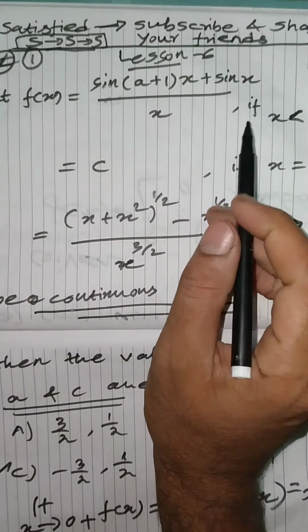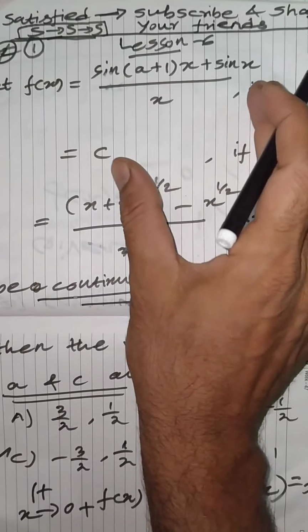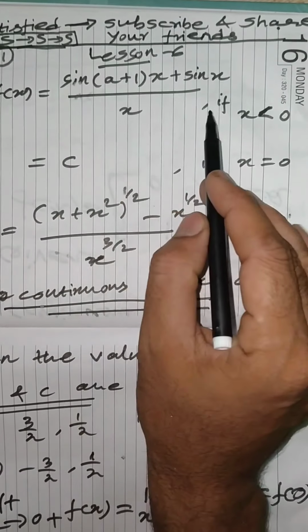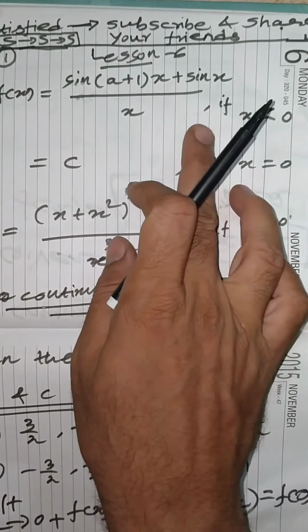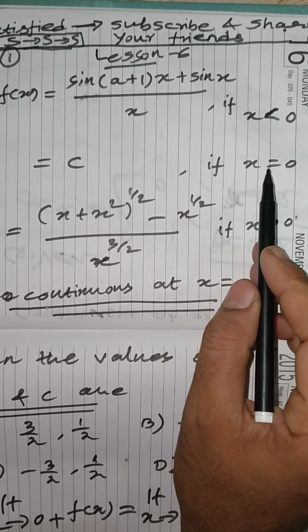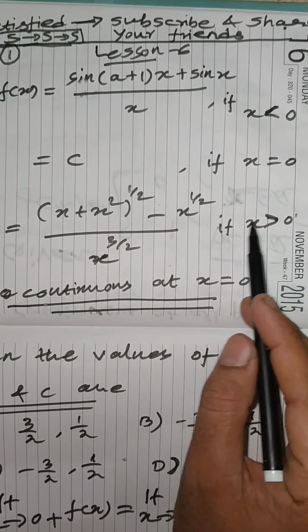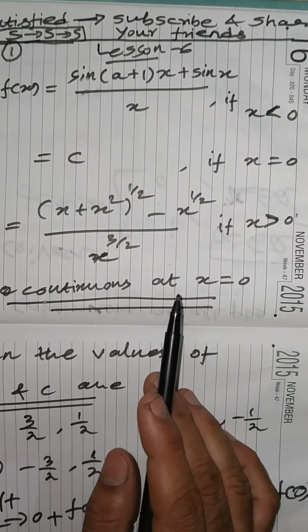Okay, let us see. The first problem: the function f of x is defined as sin of (a plus 1)x plus sin x, whole divided by x, if x is less than 0. If x is exactly equal to 0, then f of x is c. If x is greater than 0, f of x is this value.